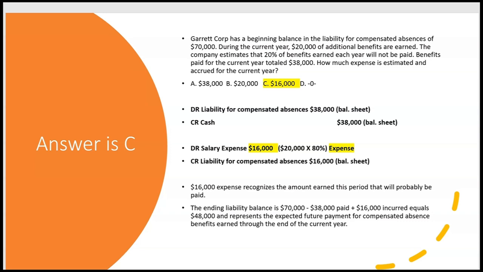Now, we always try to anticipate the next question. So what they might do from here is ask you, what is the ending liability balance? Well, if the beginning balance was $70,000 and we reduced it by $38,000 in this first entry, then we added $16,000 when we accrued the expense, that equals $48,000. $48,000 represents the expected future payment for compensated absence benefits earned through the end of the current year.